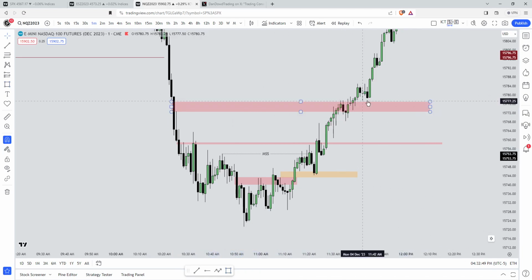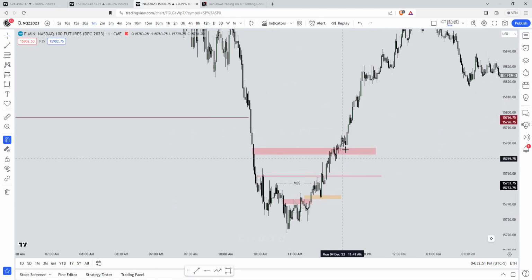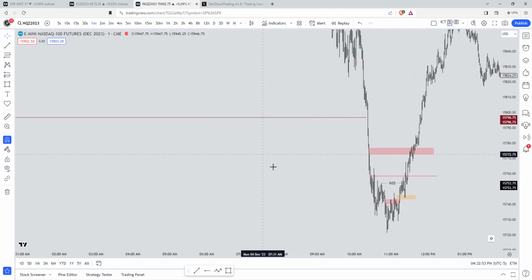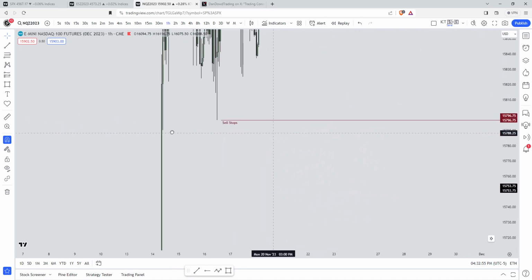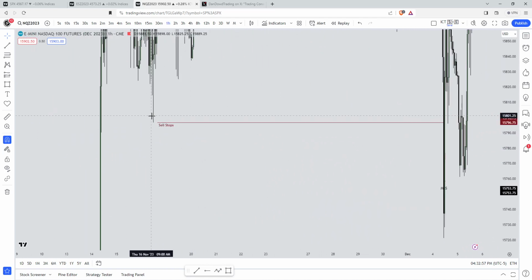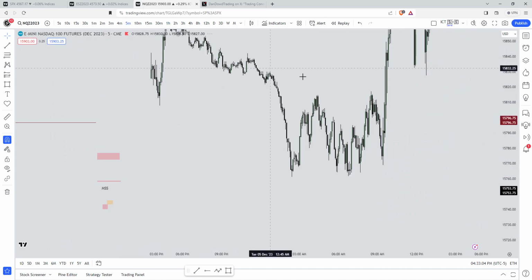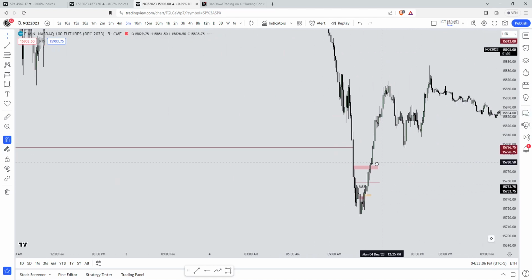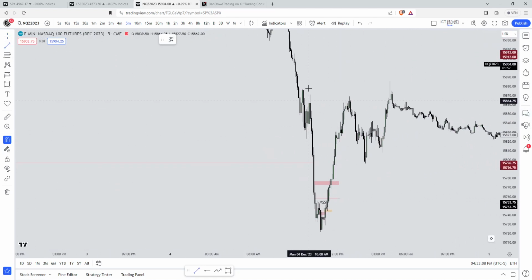So once we're over here, this is where I start to get long, because now we have a clear market maker buy model. Price is delivering from the 1 hour sell stops. If we go back to the higher time frame, it's delivering from the sell stops over here. On the lower time frame, it's disrespecting bearish PD arrays, and it's expanding higher. So now going back to a lower time frame, we could target internal range buy stops.